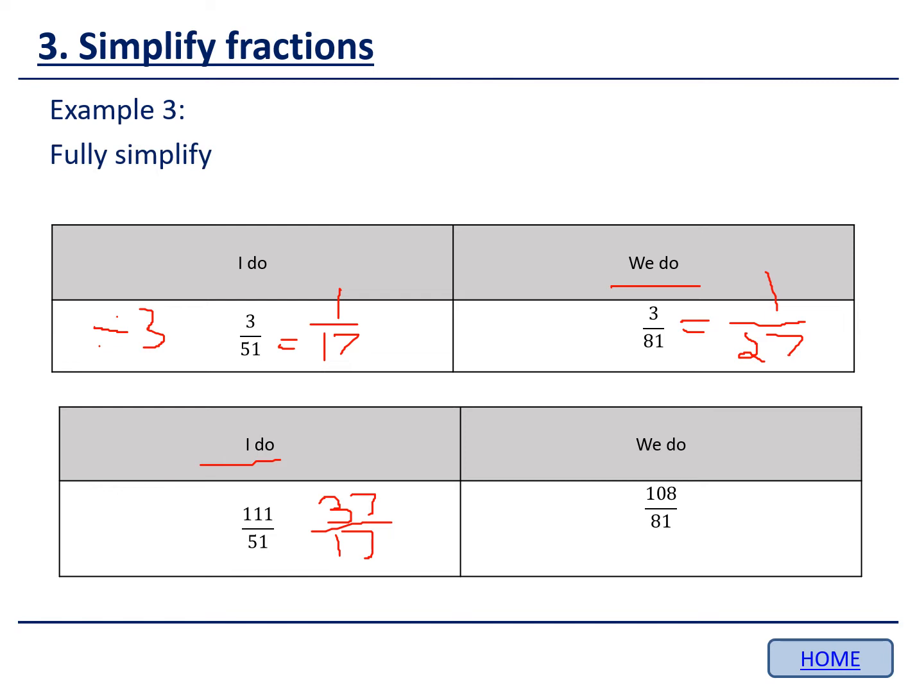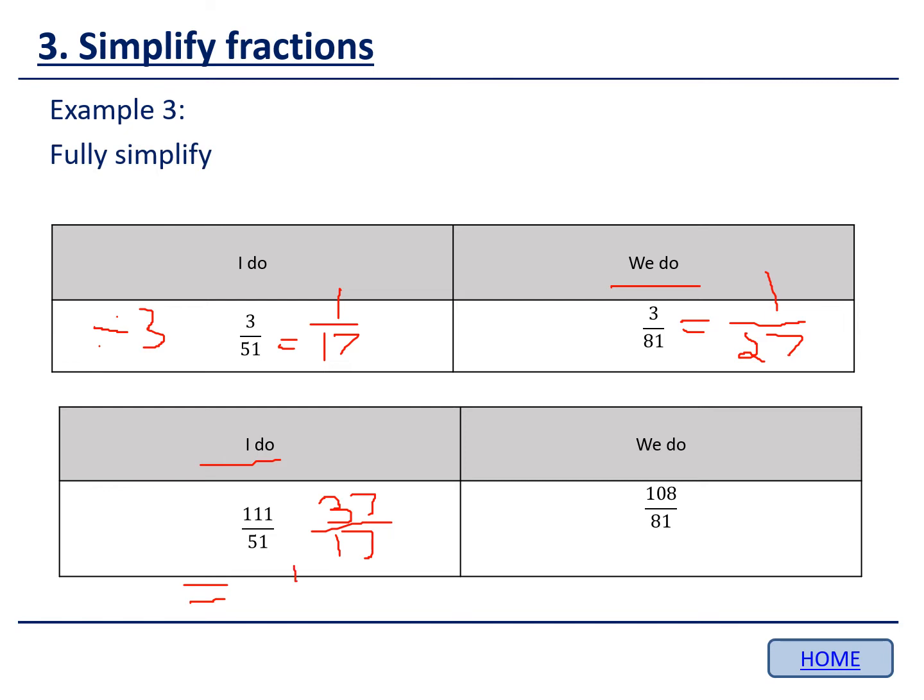What we can do though is change to a mixed number, and we'll have a quick look at that here. For us to do that, we're going to end up with a whole number on the left. So we've got 37/17. How many times does 17 go into 37? Well, if we double 17, 10 and 10 is 20, and 7 and 7 is 14, that's going to give us 34.